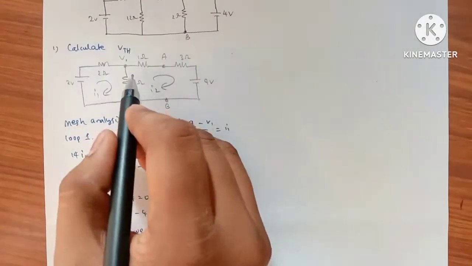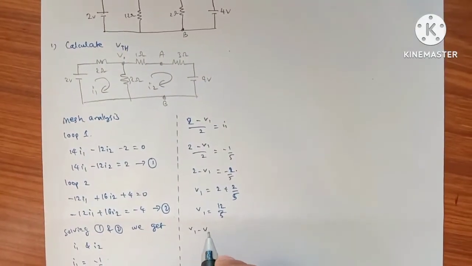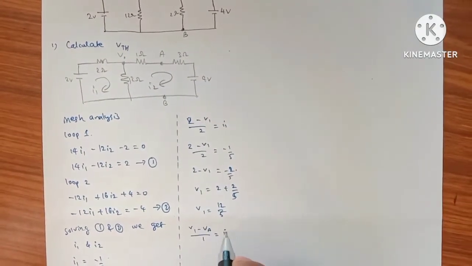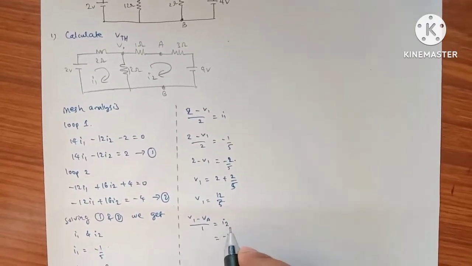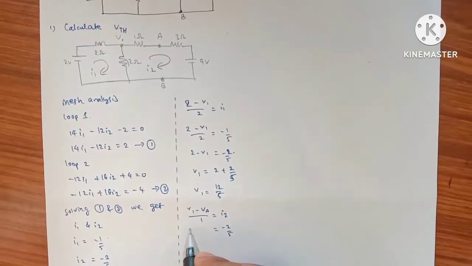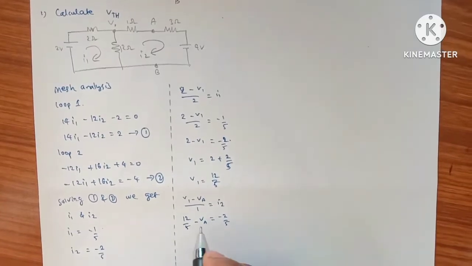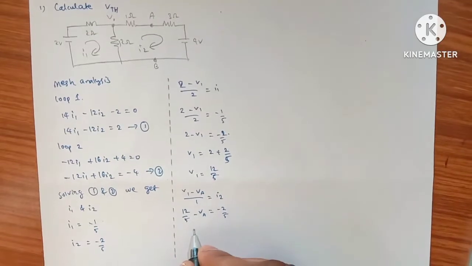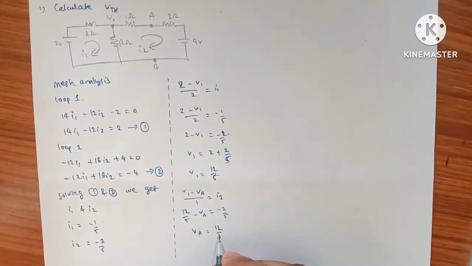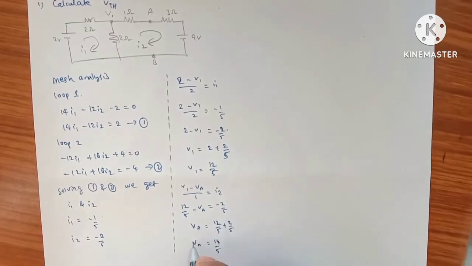Here I am taking along the current direction. V1 minus VA by 1 ohm equals I2. I2 equals minus 2 by 5. The 1 ohm does not affect. Here V1 equals 12 by 5 minus VA. Taking minus VA to this side and plus 2 by 5 to the other side, VA equals 12 by 5 plus 2 by 5. Now VA equals 14 by 5.